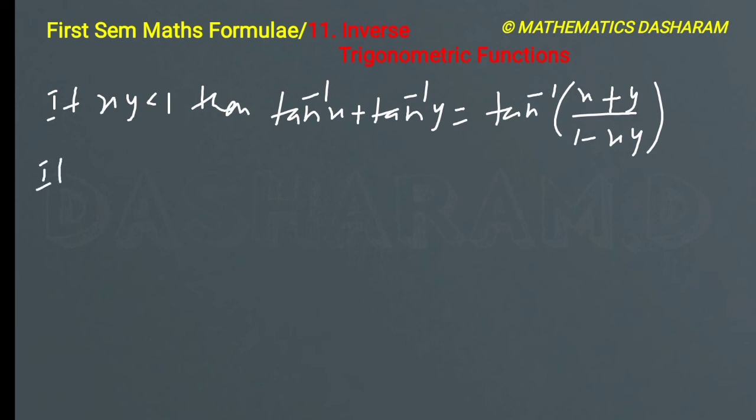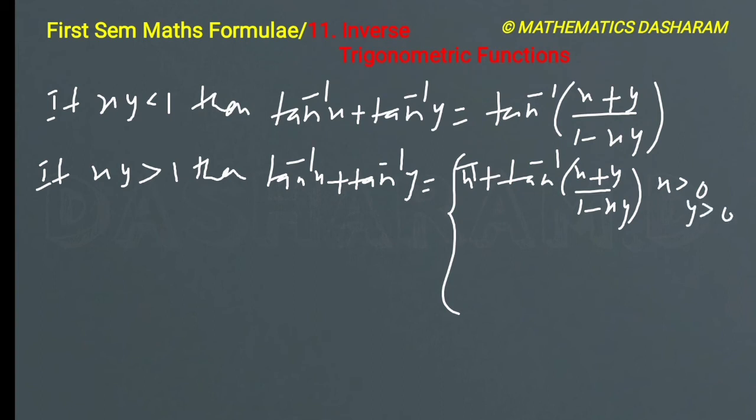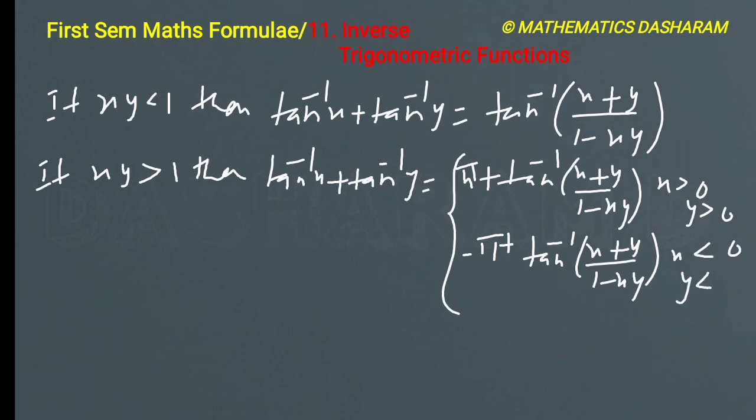Next, if x into y is less than 1, then tan inverse x plus tan inverse y equals, so there are two formulas. One is pi plus tan inverse of (x plus y) divided by (1 minus xy). This formula is useful when x is greater than 0 and y is greater than 0, that means x and y both are positive. One more formula: minus pi plus tan inverse of (x plus y) divided by (1 minus x into y). It is useful when x is less than 0 and y is less than 0.